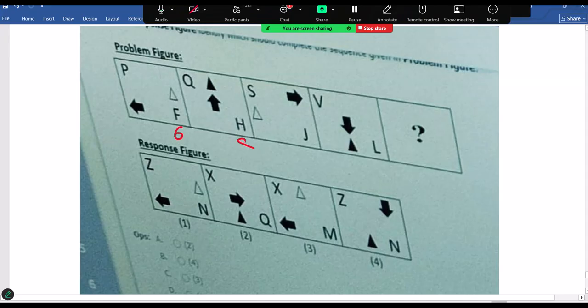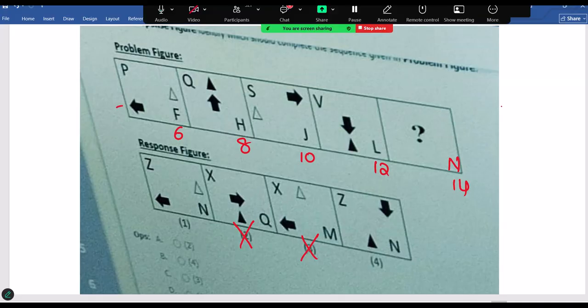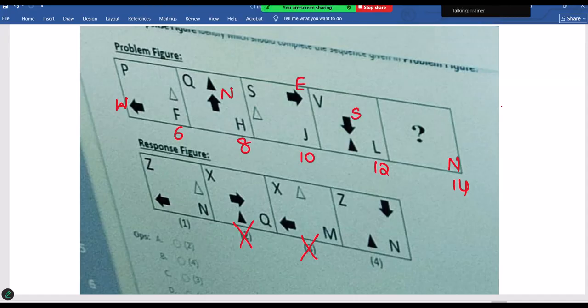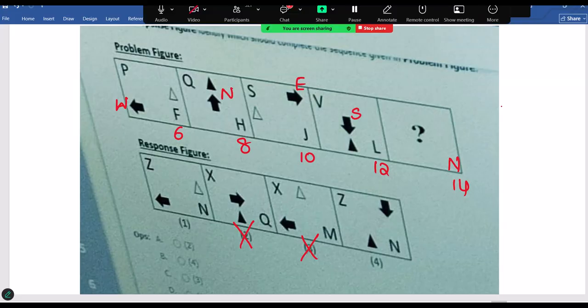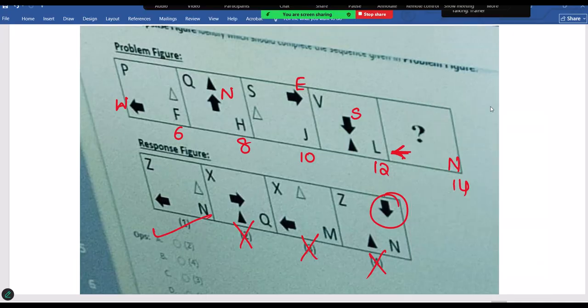Now related to this, F 6, 8, 10, 12, it should be 14, N required. N is there in 1 and 4 only. Next, related to that arrow to the east direction, west direction, north, east, south. Next, again west direction it should go. It should come in this place, that to west direction. Not this one, wrong. Only option 1 is correct. All these images will be shared for you people, don't worry.